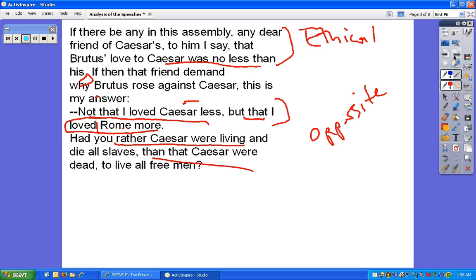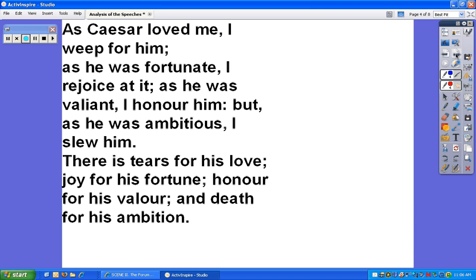Now, we continue then with his speech. "As Caesar loved me, I weep for him. As he was fortunate, I rejoice at it. As he was valiant, I honor him. But as he was ambitious, I slew him." Now, what we see here is the repetition of "as he," "but as he." That is the example then of anaphora. Repetition of the beginning of the sentence that keeps the audience's attention. The only thing that changes is the tail end.